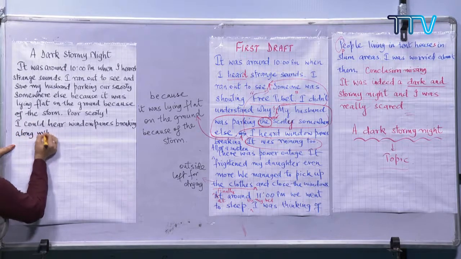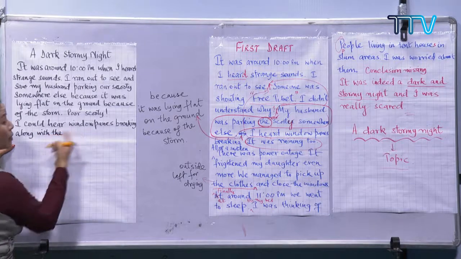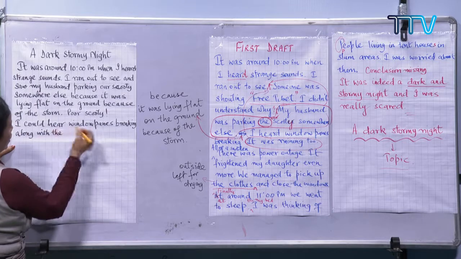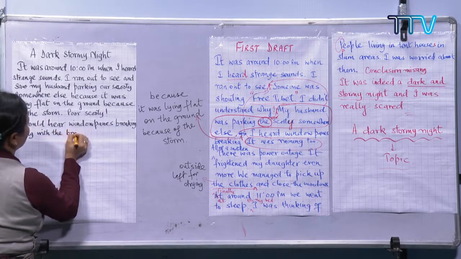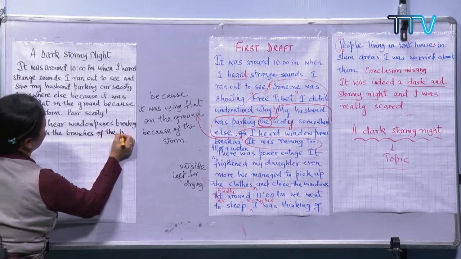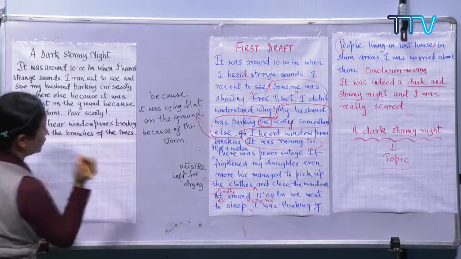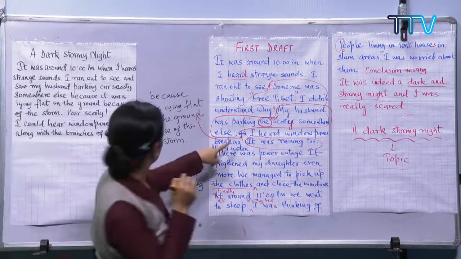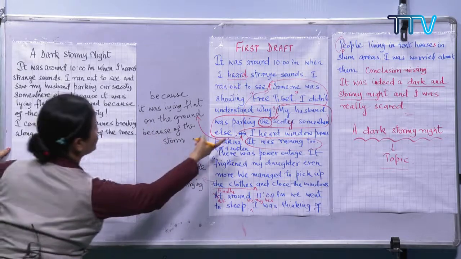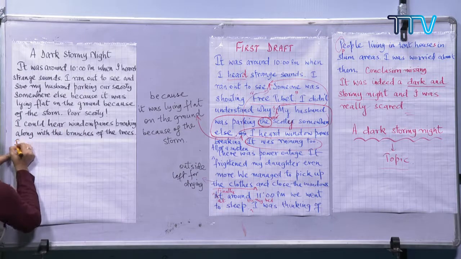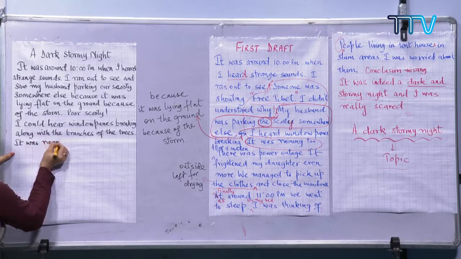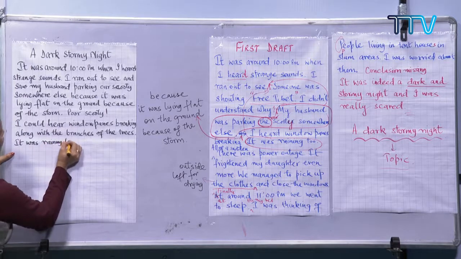along with the, because we missed adding the branches of trees. So I'm adding here, along with the branches of the trees. And then what else did we write? It was raining too.